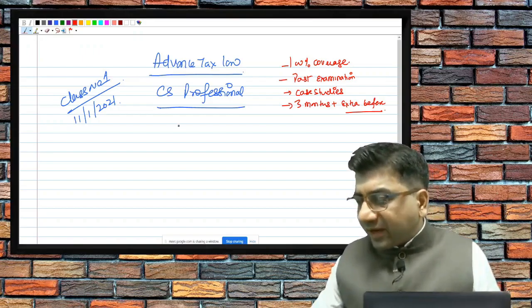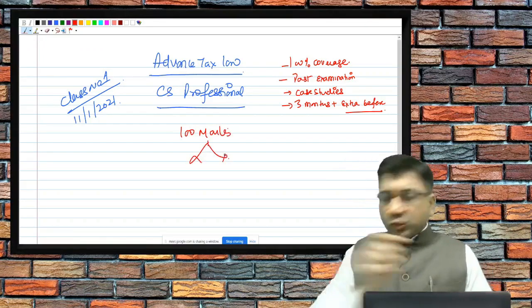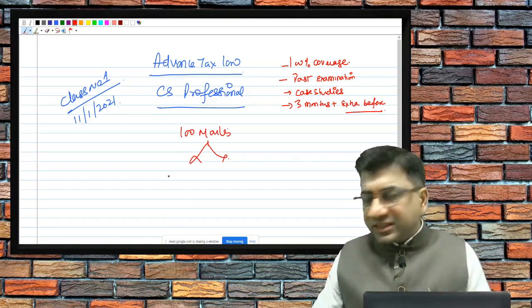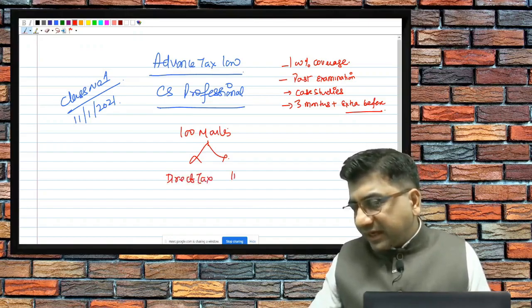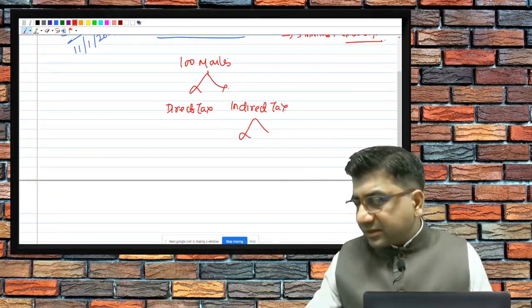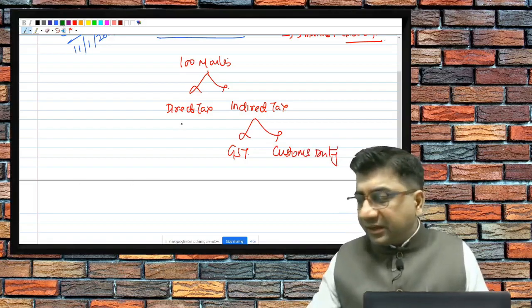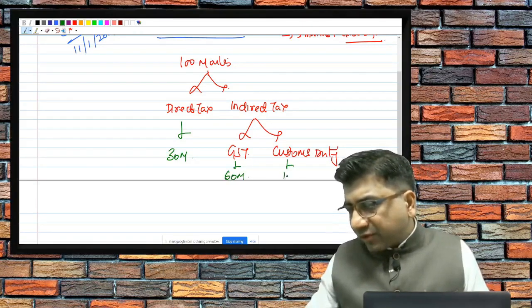So friends, our advanced tax law paper is of 100 marks, as you know, and is divided into 2 sections. In today's class, because your GST portion is the maximum, I'm going to start with the GST portion first. So it is direct tax and indirect tax. And indirect tax consists of 2 types of taxes which we need to cover. One is your GST and the other is your customs duty. And the breakup is also given by the Institute. Direct tax is of 30 marks, GST is of 60 marks, and customs is of 10 marks.